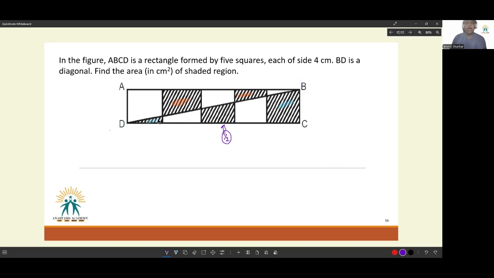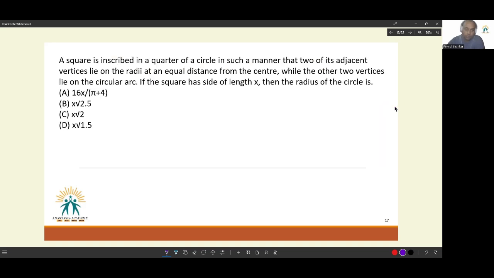So, half the area of this full rectangle. What is the area of this full rectangle? 5 into 4 square. Half of that will be by 2. So 80 by 2, area of the shaded region will be 40. This is it. That's all that you need to do for this question.